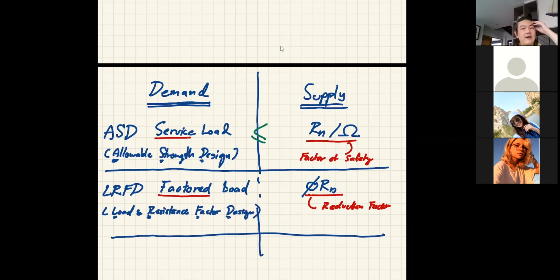LRFD. Okay, now listen very carefully from now on. In our country, we have on the demand side our law that is called Building Act. I don't remember the number.